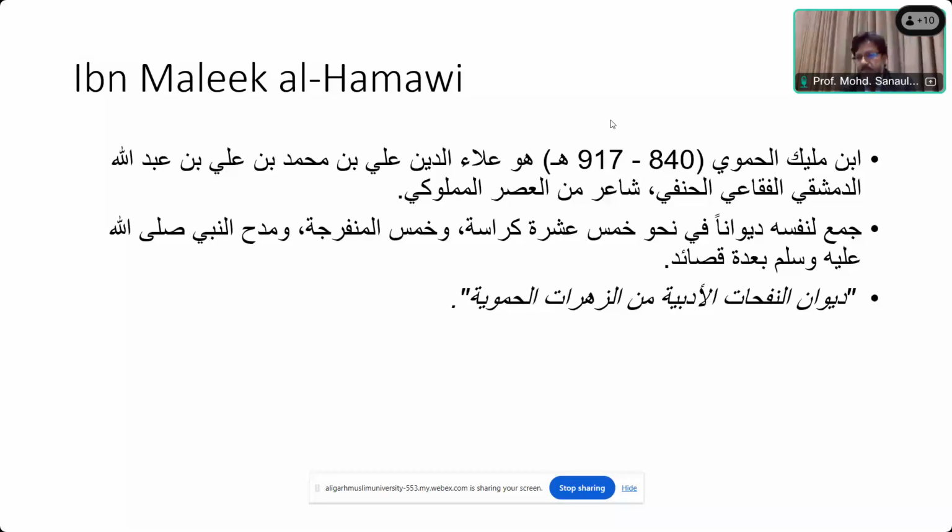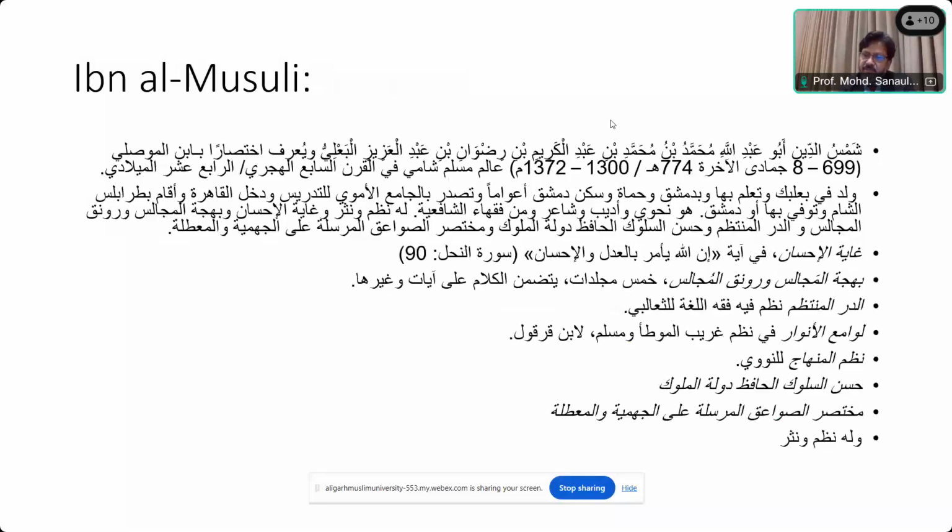prominent figure, noted for a large number of books written by him, like غاية الإحسان في آية إن الله يأمر بالعدل والإحسان بهجة المجالس ورونق المجالس الدر المنتظم نظم فيه فقه اللغة للثعلبي لوامع الأنوار في نظم غريب الموطأ ومسلم لابن قرقول نظم المنهاج للنووي حسن السلوك للحافظ دولة الملوك مختصر الصواعق المرسلة على الجهمية والمعطلة alongside many other books in prose and poetry.